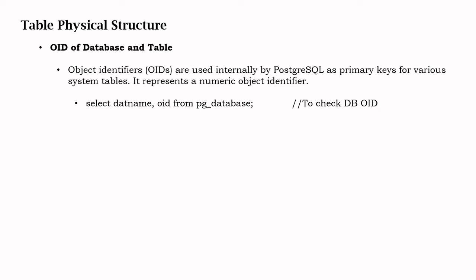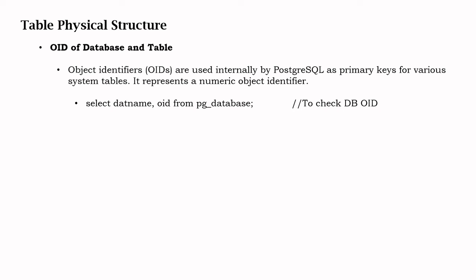So why do we need to check the OID? We'll come to know later when we do the vacuum and vacuum full, so we'll be able to see what is the difference. One thing is, how will you come to know in the background which is the file for that specific table, specific database? With this command, you will come to know.